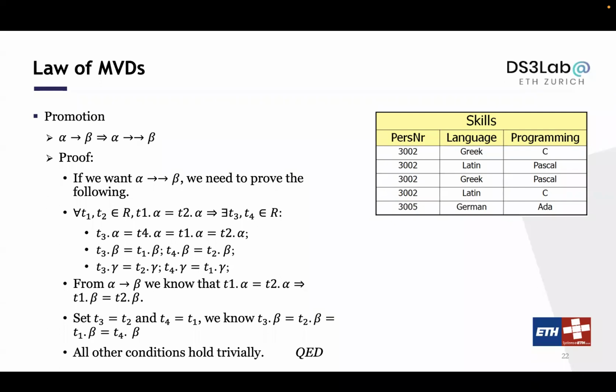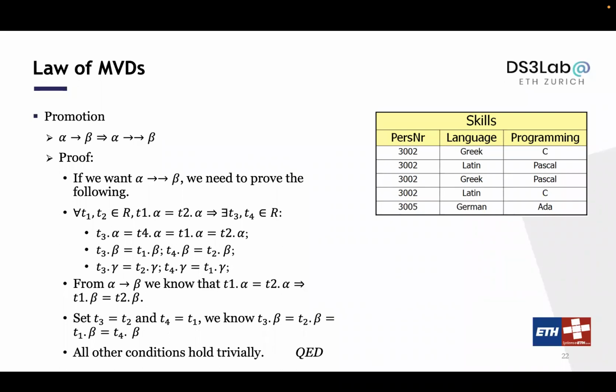Because you have this functional dependency defining the relationship between alpha and beta: if alpha matches, beta will match. That can be caused by multiple reasons. It could be caused by the functional dependency in this case. It also could be caused by the fact that alpha is a superset of beta, right? But whatever it is, it's the same type of proof. So you have this promotion rule: all the functional dependencies can be promoted to multivalued dependencies, and that's true.